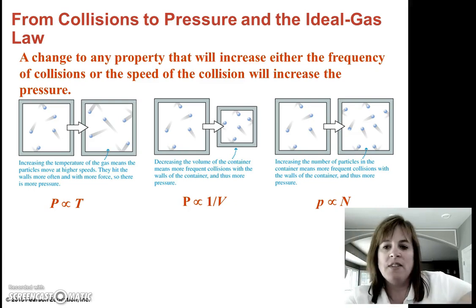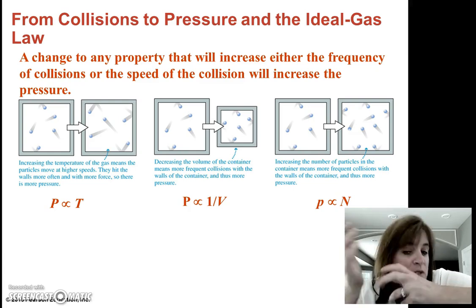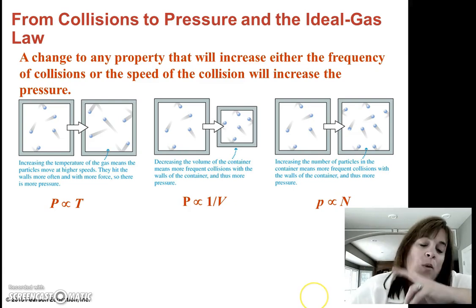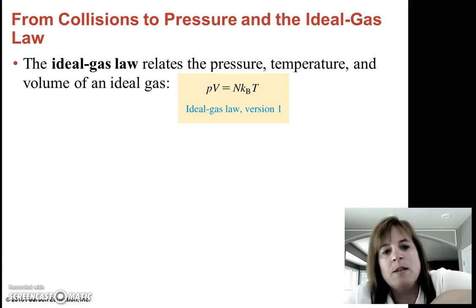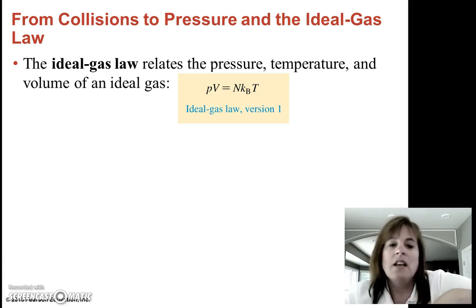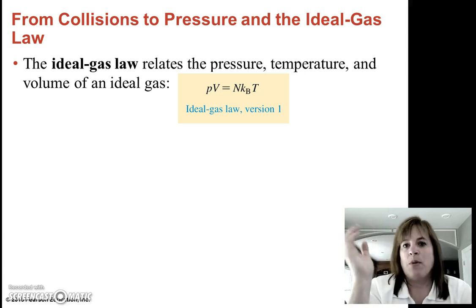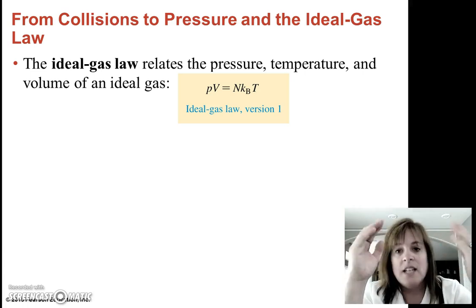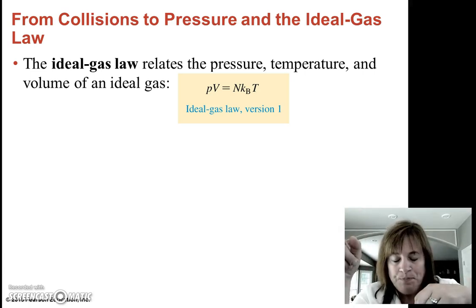So we can take all of these variables here and put them together into one equation. And you've seen that equation before. It's called the ideal gas law. Now, we're going to look at the ideal gas law two ways. This way, which you've probably not seen before if you've just taken the basic chemistry class, the ideal gas law says that the pressure times the volume is equal to the number of molecules, capital N, times Boltzmann's constant, remember that's 1.38 times 10 to the negative 23rd, times the temperature in Kelvin.